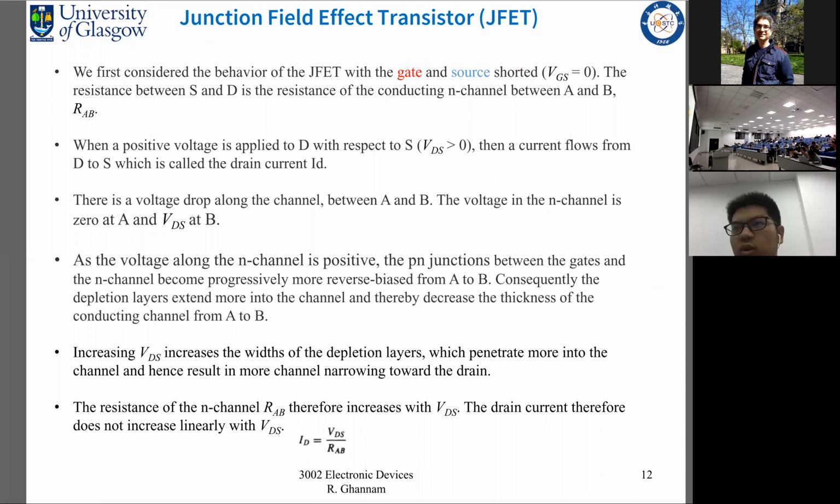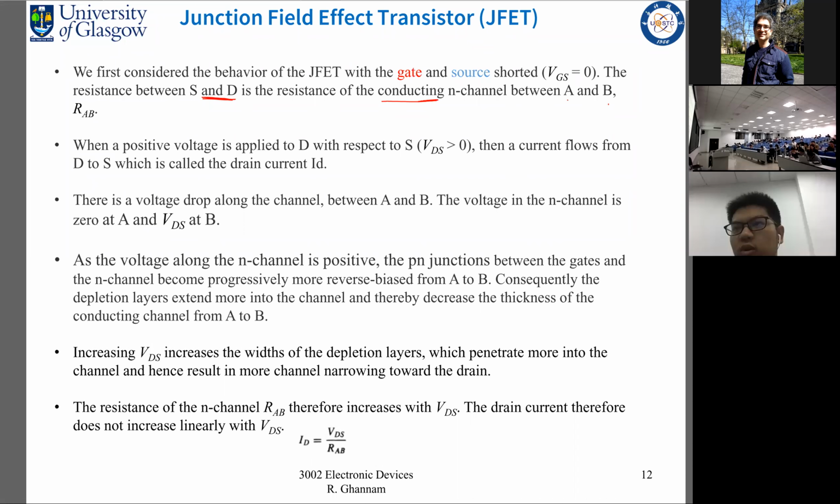So here is a brief explanation to what happens in our JFET. So we said that the behavior of the JFET is when VGS is equal to 0. So all this relies on the fact that VGS is equal to 0. We shall see in a moment what happens when we start to increase VGS. So the resistance between the source and the drain is the resistance of the conducting N channel between points A and B.